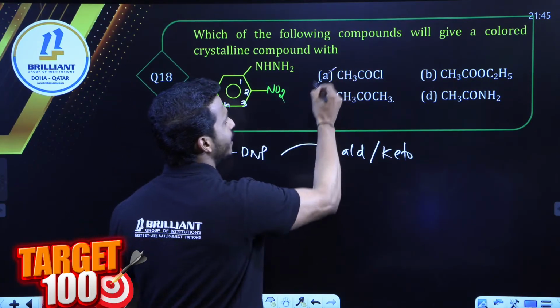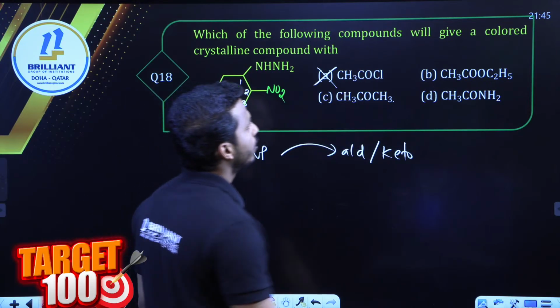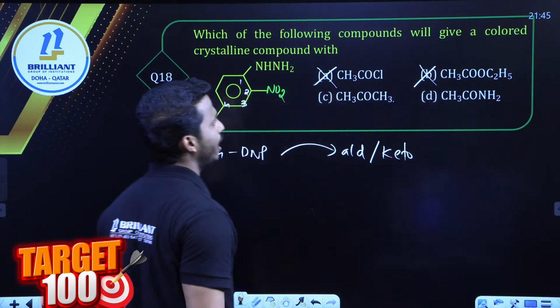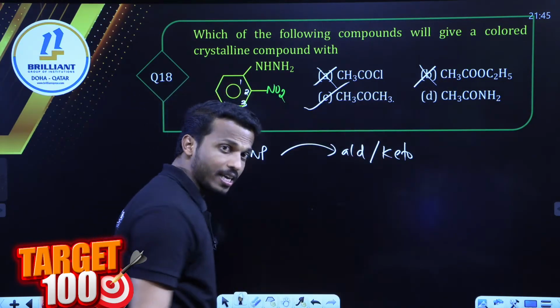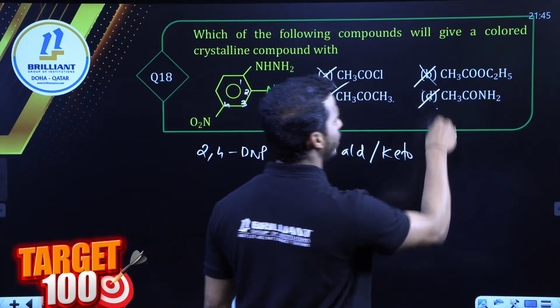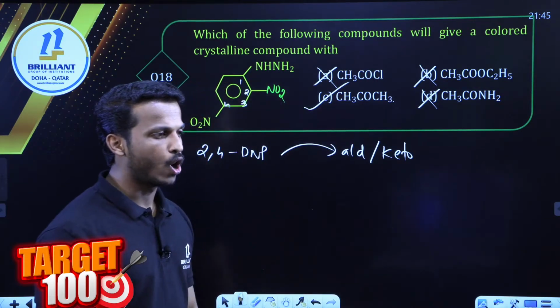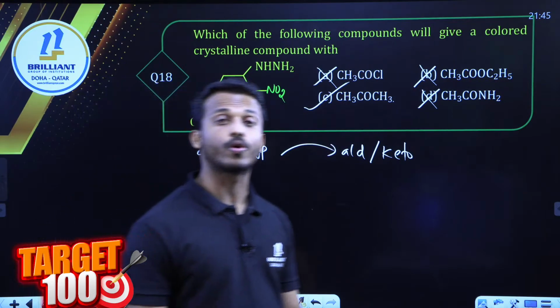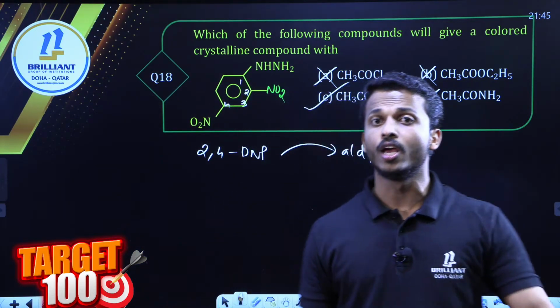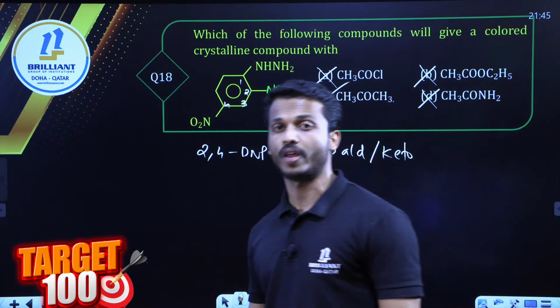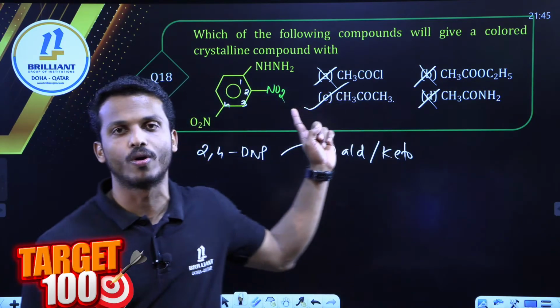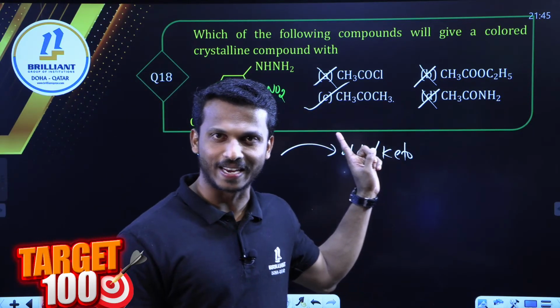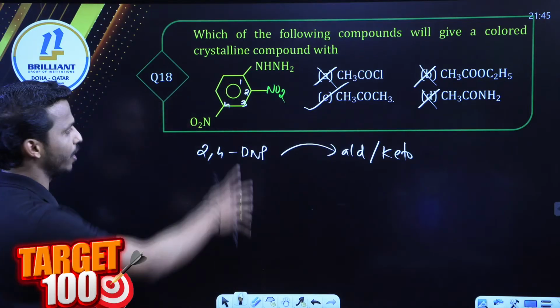Dear all, this is an acid chloride, it does not give. This is an ester, it does not give. This is a ketone, yes, it can give. And this is an amide, it does not give. So what is your answer? Option C. What is 2,4-DNP? 2,4-dinitrophenylhydrazine. It only reacts with aldehydes and ketones. Yes, that is option C.